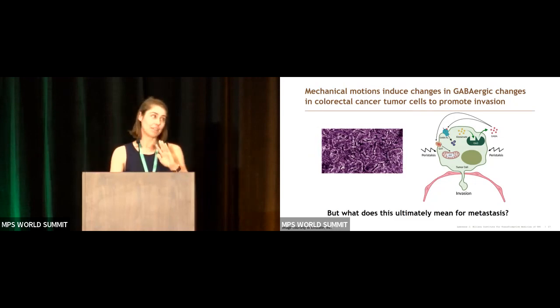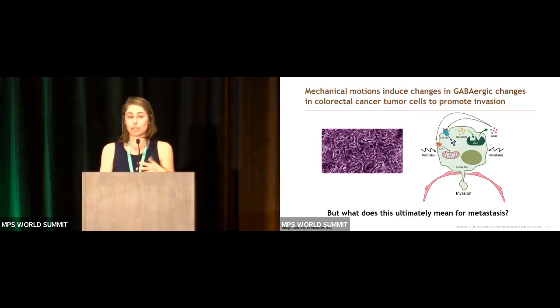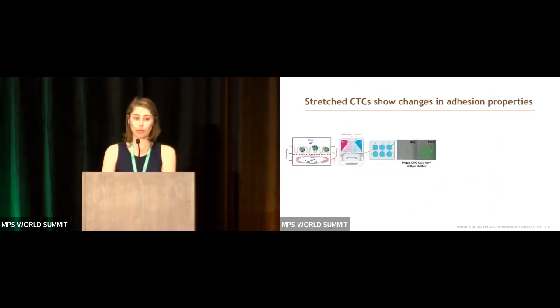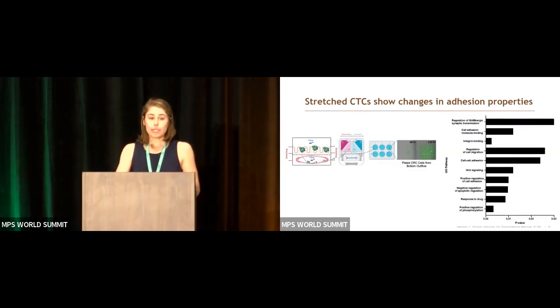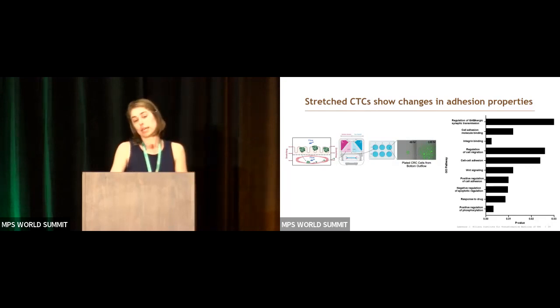But quickly and very preliminarily, I want to ask the question: what does this ultimately mean for metastasis? Great, these cells are becoming more invasive. What does that actually mean for the secondary, more deadly tumor? When we were doing some RNA-seq on stretched and not stretched circulating tumor cells, so remember the cells that we can collect and remain viable from the effluent, we noticed that there were quite a few different pathways that were differentially changed in the peristaltic-like conditions.